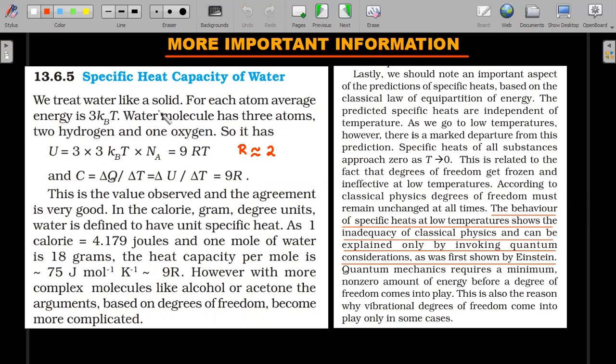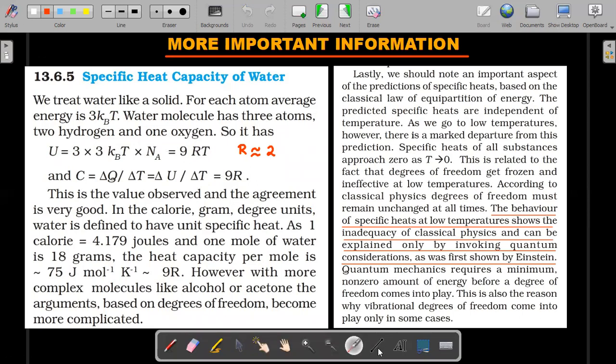We treat water also like a solid. So just in case in JEE Mains they ask you to treat it as a solid, then take 3kT also as the same value of the average energy per atom. So therefore you have H2O, 2 hydrogens and 1 oxygen. So in total you'll end up having 9RT. Okay, so 9RT. So the molar heat capacity is 9R.